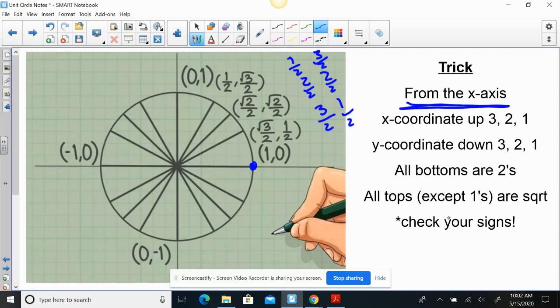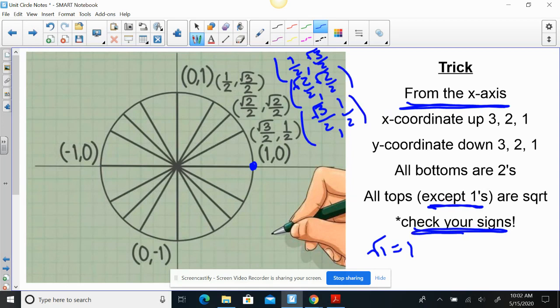All of the tops are square root, except 1, because the square root of 1 is just 1, so we do not write the square root of 1. So that's the one, so I'm going to leave it. And then all of these are going to get square roots, and then I'm just going to put my comma and my parentheses. Check your signs. So quadrant 1, they're both positive, positive, positive.